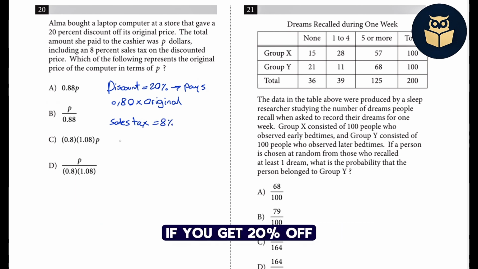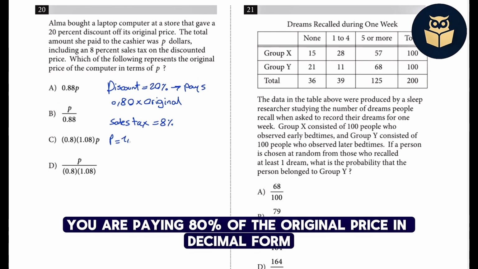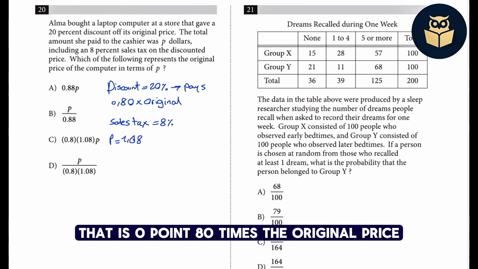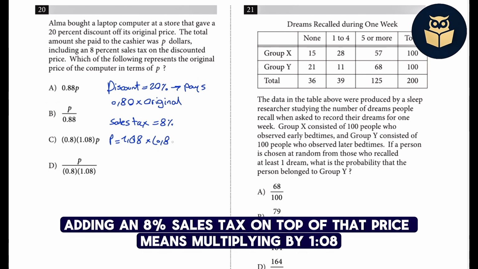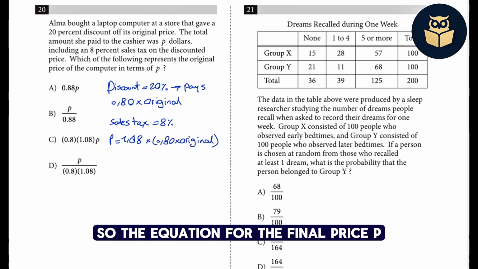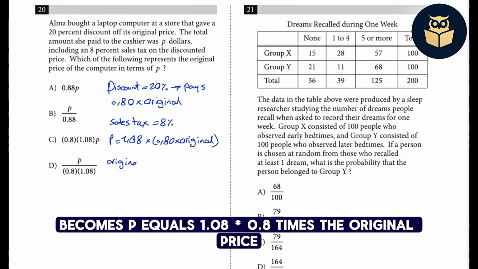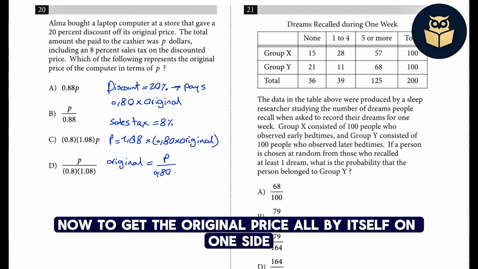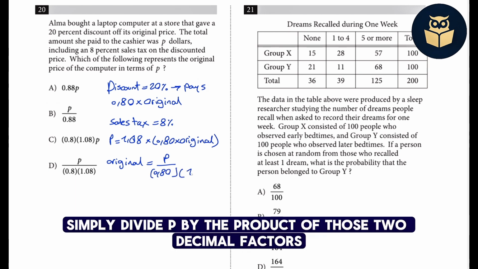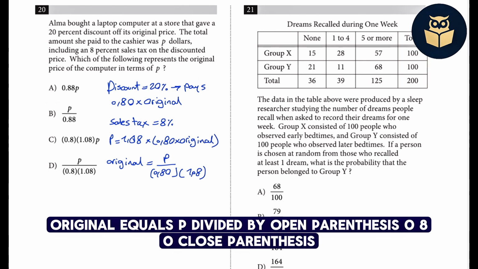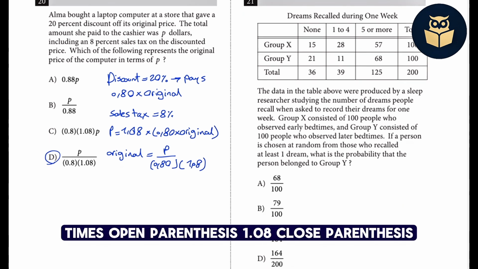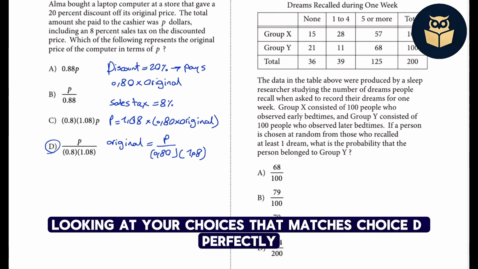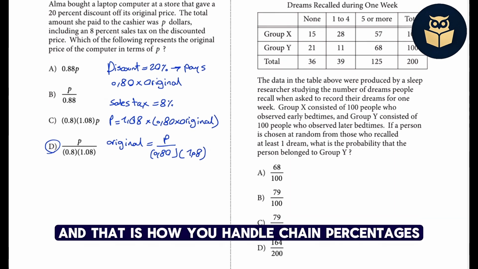First, if you get 20% off, you are paying 80% of the original price. In decimal form, that is 0.80 times the original price. Next, adding an 8% sales tax on top of that price means multiplying by 1.08. So the equation for the final price P becomes P equals 1.08 times 0.8 times the original price. Now, to get the original price all by itself on one side, simply divide P by the product of those two decimal factors. Original equals P divided by (0.80) times (1.08). Looking at your choices, that matches choice D perfectly. And that is how you handle chain percentages.